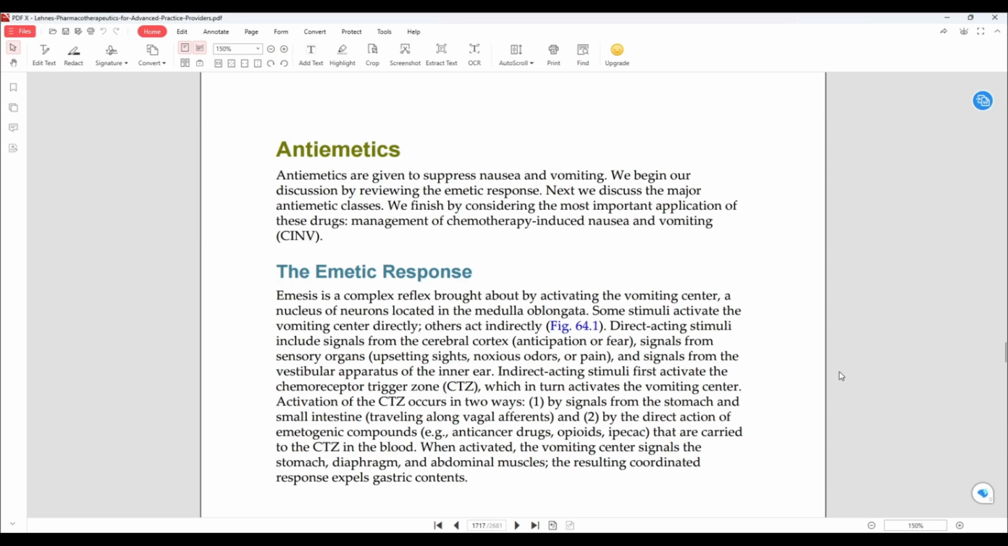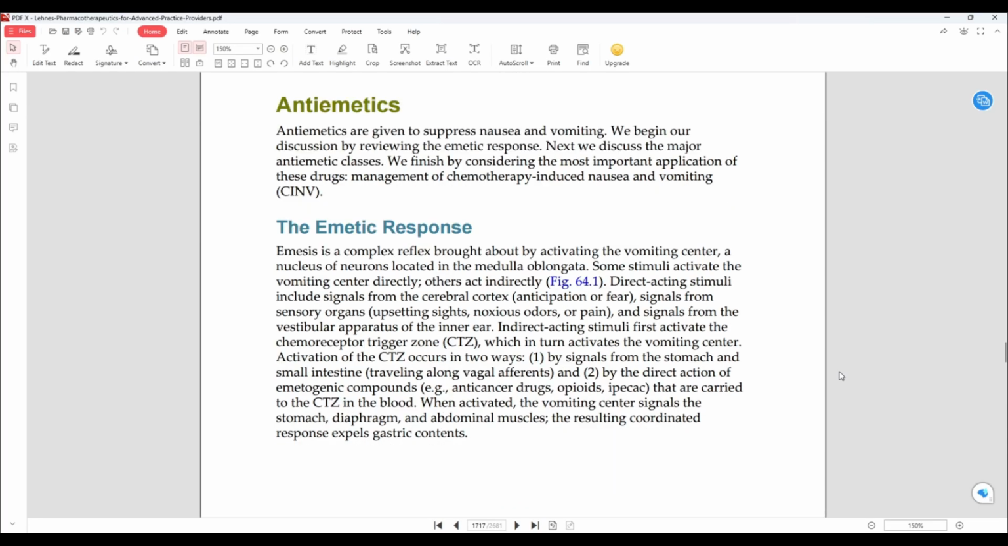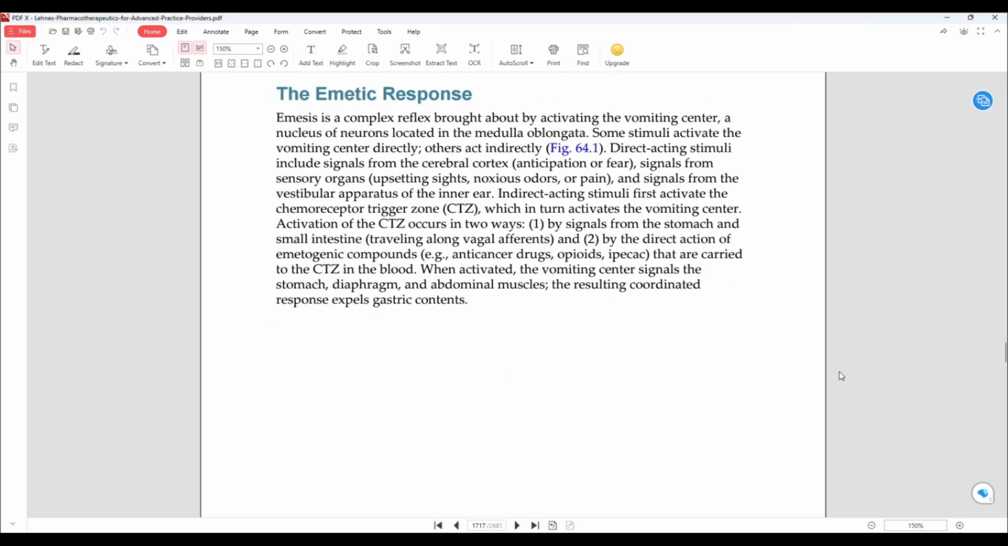So we'll jump right into antiemetics. Antiemetics are given to suppress nausea and vomiting. We begin our discussion by reviewing the emetic response. Next, we discuss the major antiemetic classes. We finish by considering the most important application of these drugs, the management of chemotherapy-induced nausea and vomiting. So let's start right off with the emetic response.